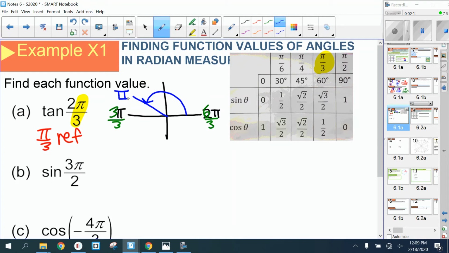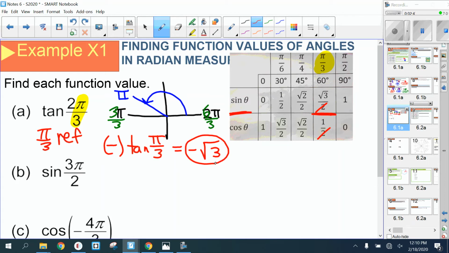So what do I know about tangent in the second quadrant? Tangent is negative. So I know that this problem is going to be negative whatever tangent of pi over 3 is. For tangent, remember tangent is sine over cosine. If you divided sine over cosine, the 2's are going to cancel out, and you're going to get the square root of 3. So it's going to be negative square root of 3.